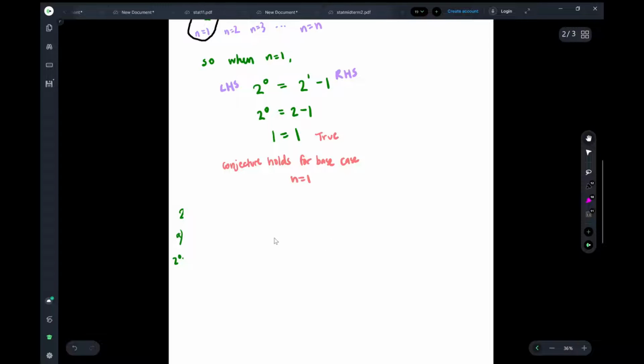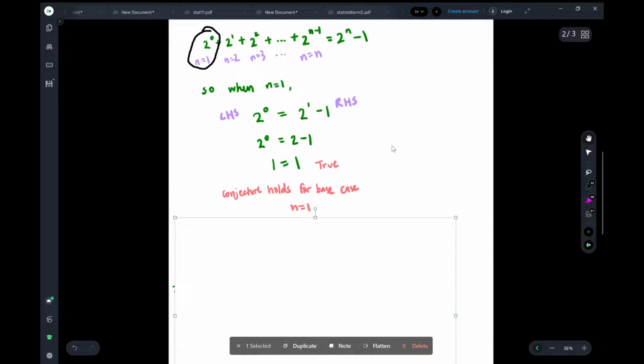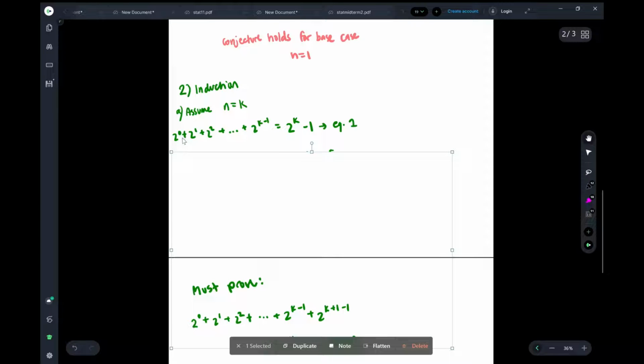Okay, now that our base case is done, we can move on to our second part, which is the induction part. For induction, instead of looking at a small value, we want to be looking at an arbitrary value. In this case, we'll call it k, so we'll say n equals k, and then we'll substitute all the n's in the original equation with k's. So we'll have 2^0 + 2^1 + ... + 2^(k-1) = 2^k - 1, and we'll call that equation 1.